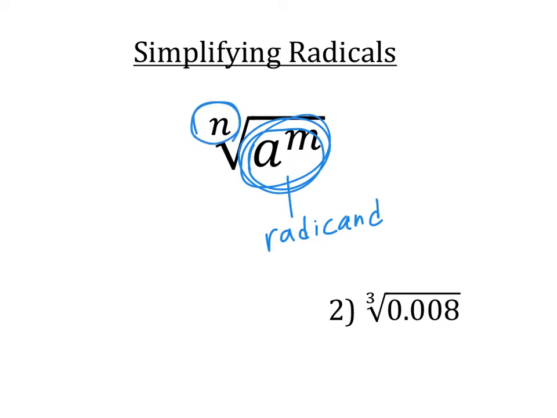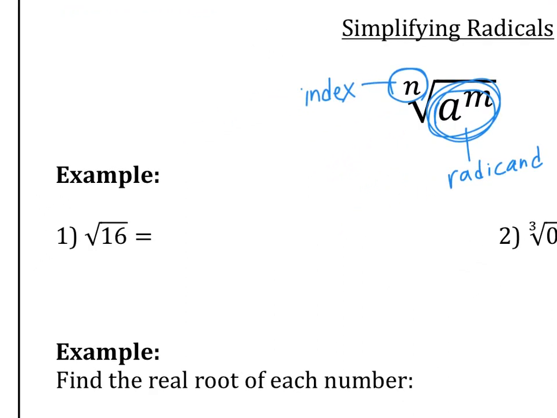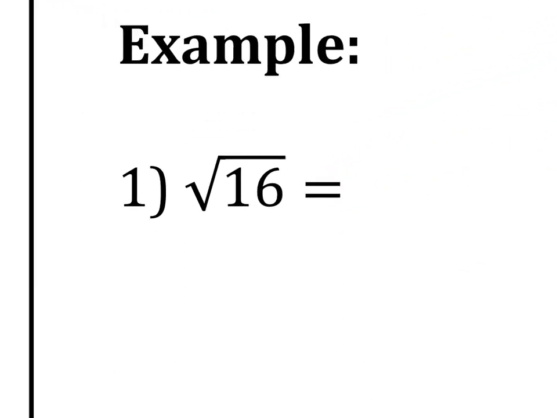And this thing on the outside, on the radical sign, this is called the index. So inside the radical, we call that radicand, and the number that's on the radical sign, we call that index. So let's go ahead and look at this one.